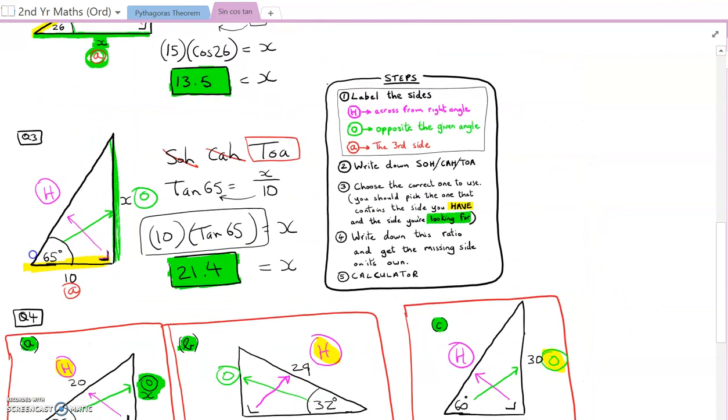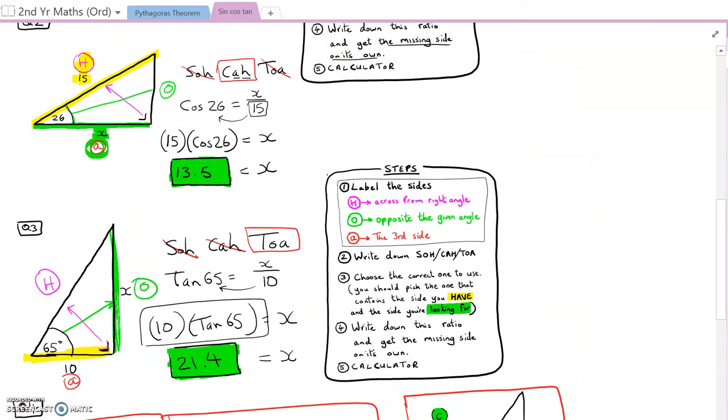Now the answers to number 3 and 2 are there. I hope you got all of those ones correct and that you understand sine, cos, tan a little bit.